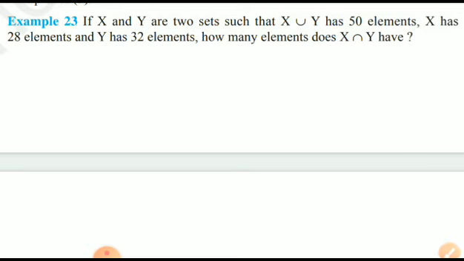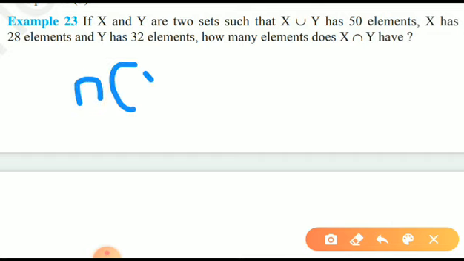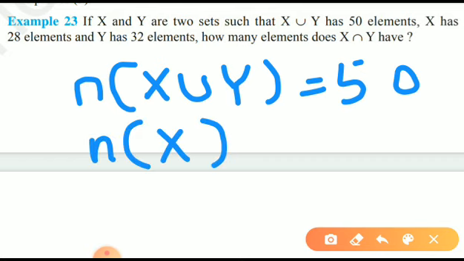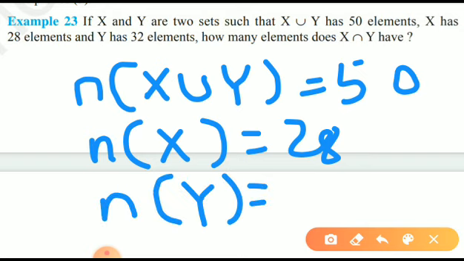Now see, the examples are very simple, direct examples. If X and Y are two sets such that X union Y has 50 elements, can I write the number of elements in X union Y is equal to 50? Yes. Then X has 28 elements, that means n of X is 28, and Y has 32, that means n of Y is 32. By reading the statement, I can write all this. Now what is the question? We have to find how many elements X intersection Y has.